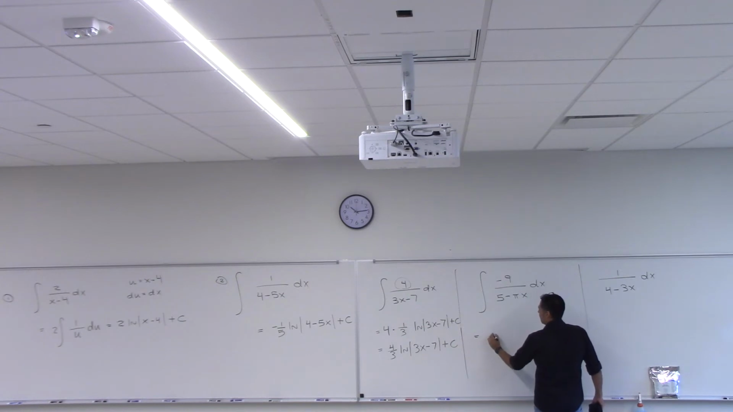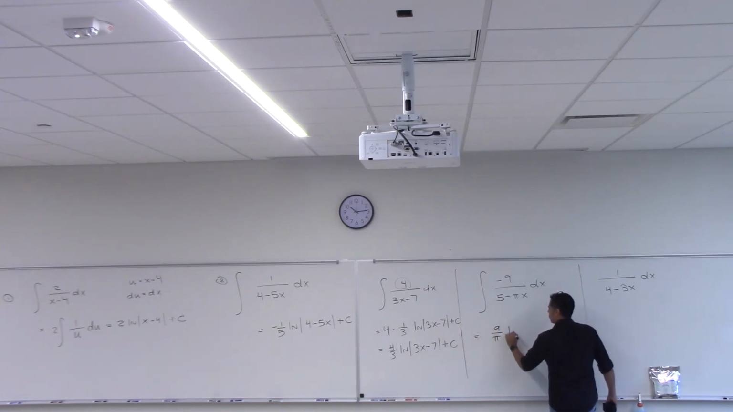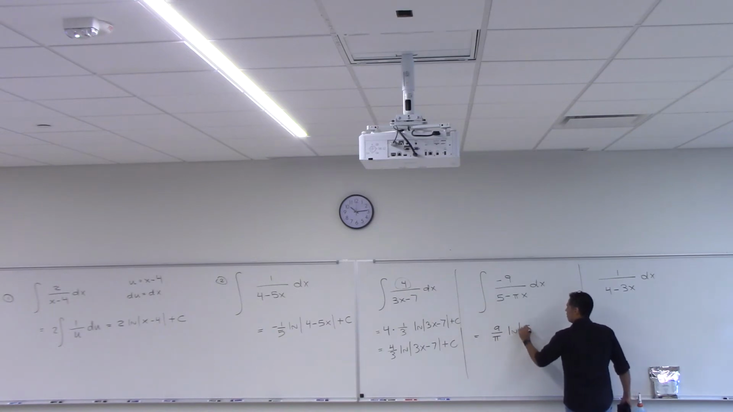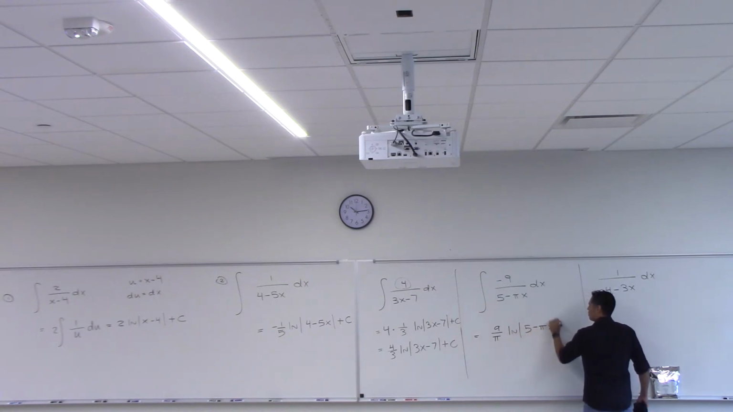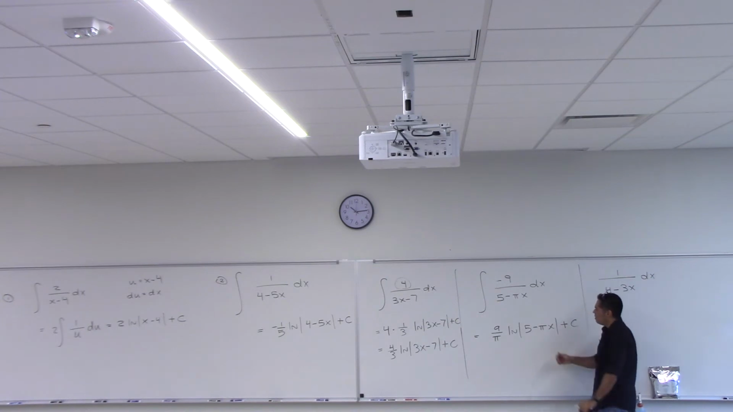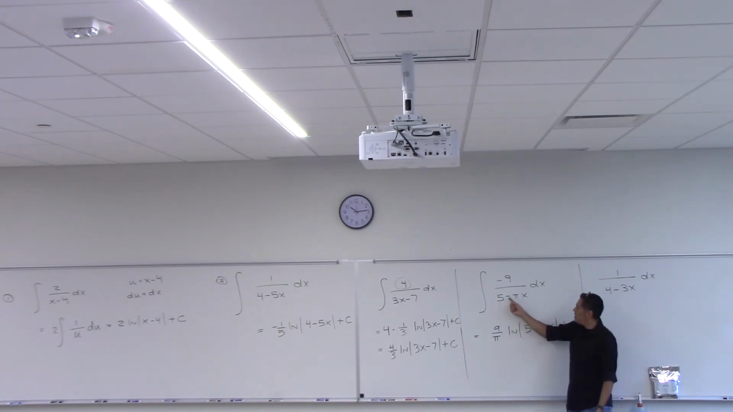9 over pi, natural log of 5 minus pi x plus c. Okay, so pi is just a number, right? I was trying to throw you off here. 5 minus a number in front of x. This is still a linear expression. The negative 9 comes out, right?